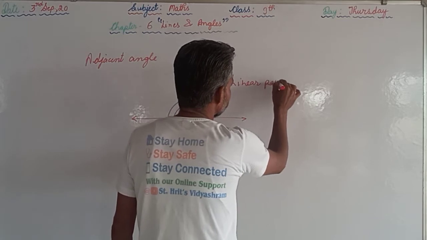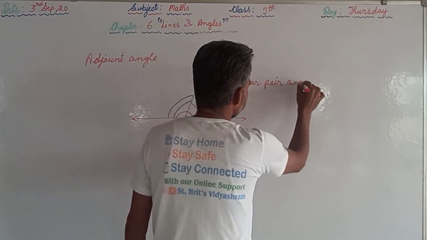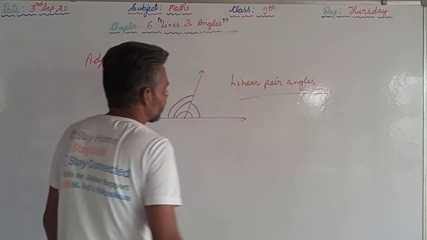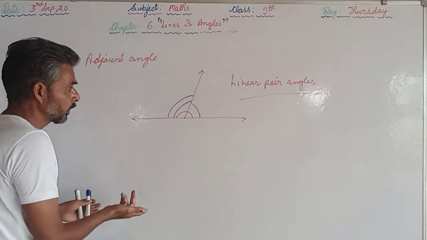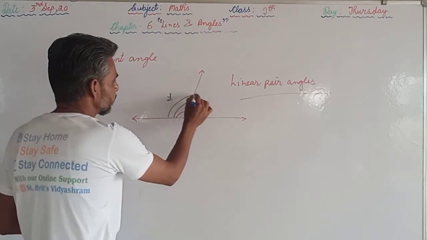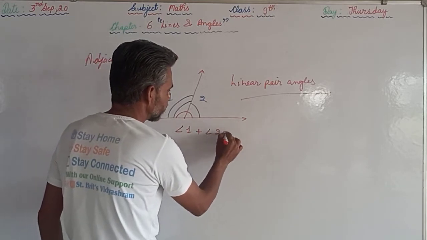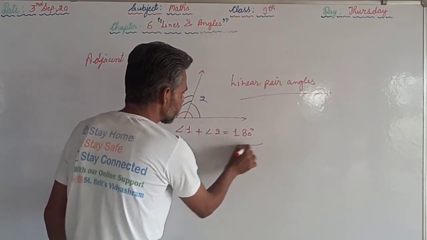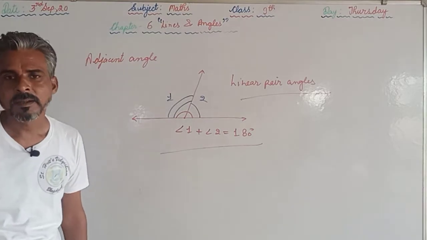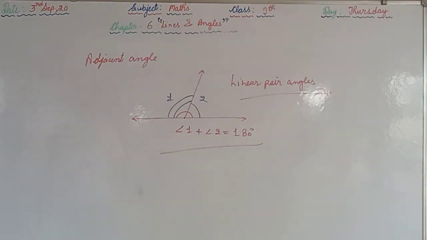Linear pair angles. At the same time, we can say if this is angle 1 and this is angle 2, then angle 1 plus angle 2 is equal to 180 degrees, because the sum of the linear pair angles is always 180 degrees, because originally it is the straight angle.